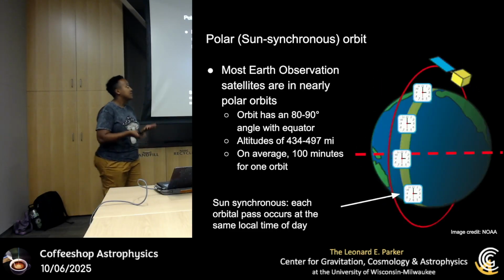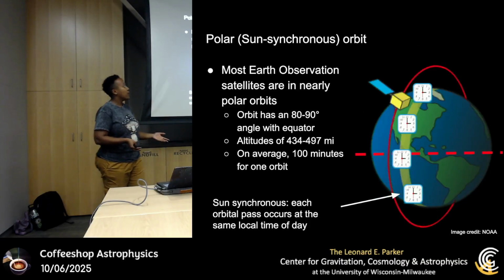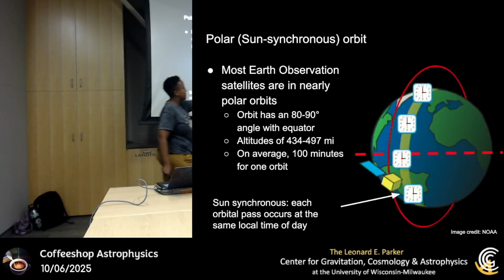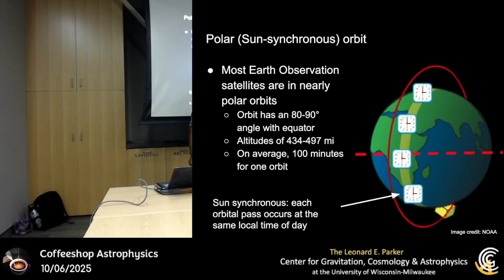Now, what I mean by sun synchronous is that whatever place on Earth that the satellite is passing over, it's going to be the same local time. So for this example, I've said, all right, it's 3 o'clock wherever this satellite is passing over Earth.